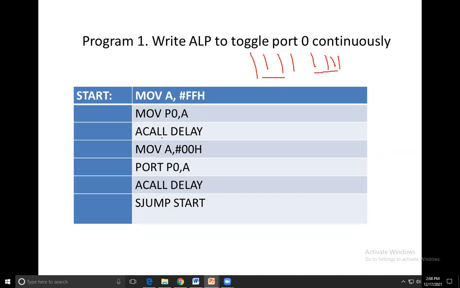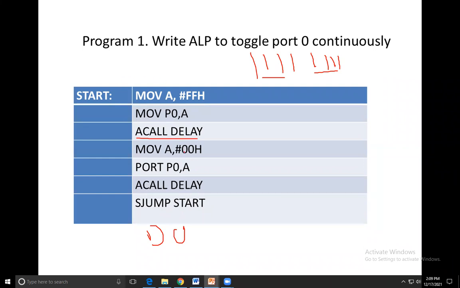Then ACALL DELAY. This is the same call delay we discussed previously. You have to write the same function here. Here is the delay label, and write the 2 or 3 lines here: decrement, jump if not 0, and move R0 equal to 0.5. We discussed this call delay previously, so the same call delay you have to write here.